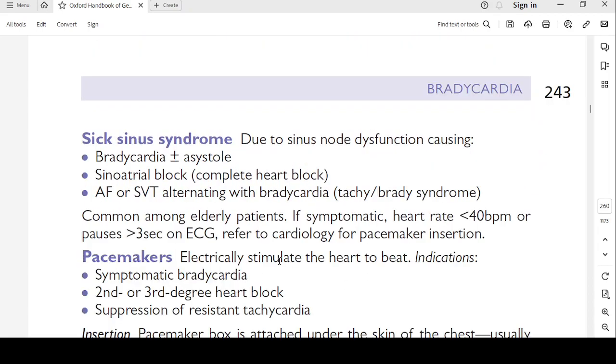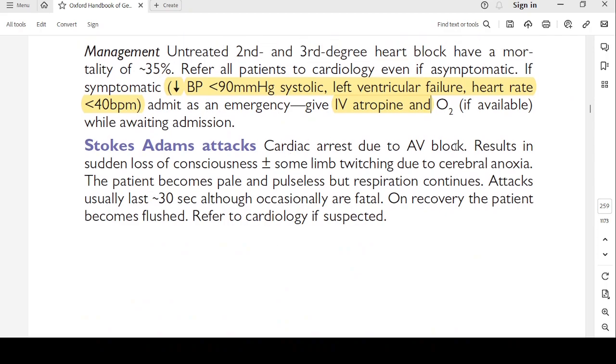Stokes-Adams attacks. Cardiac arrest due to AV block results in sudden loss of consciousness and some limb twitching due to cerebral anoxia. The patient becomes pale and pulseless, but respiration continues. Attacks usually last 30 seconds, although occasionally are fatal. On recovery, the patient becomes flushed. Refer to cardiology if you have suspected it.